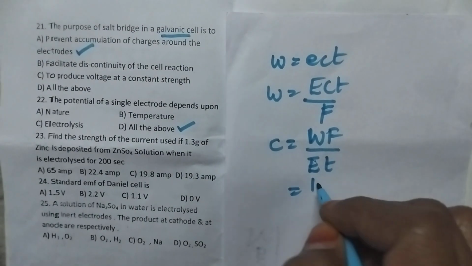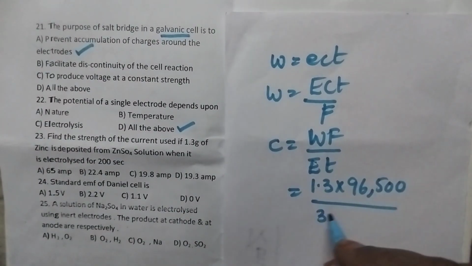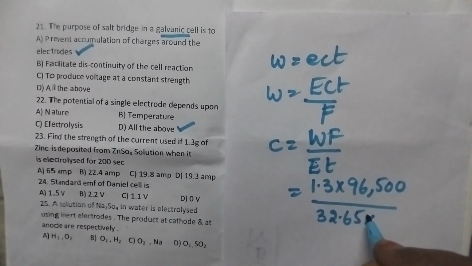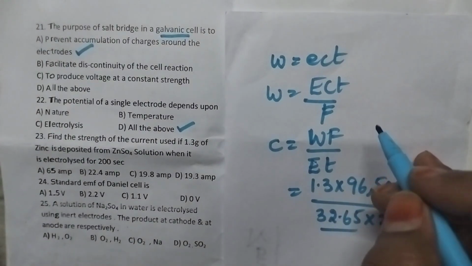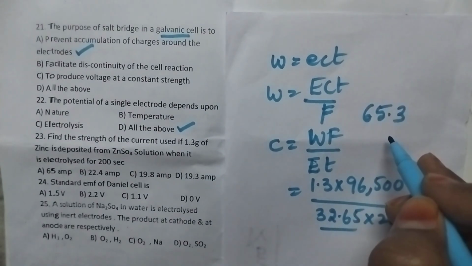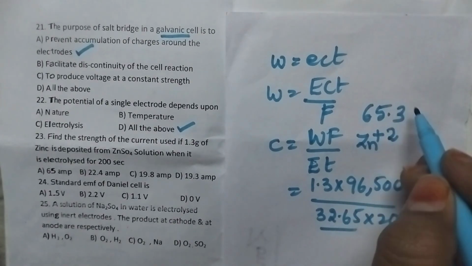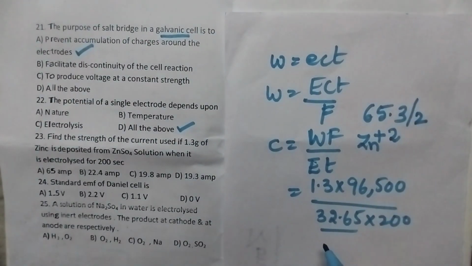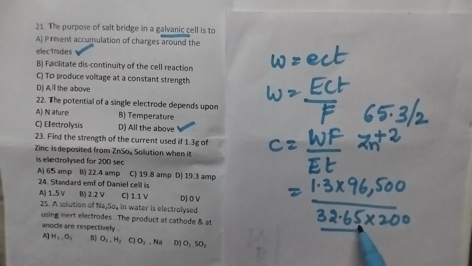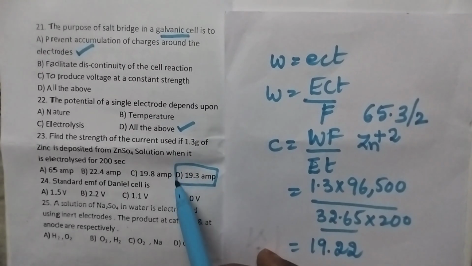And hence that is equal to 1.3 into 96,500 divided by 32.65 into 200. So here the atomic weight of zinc is 65.3 and always zinc is available as Zn 2 plus. So we have to divide by 2 and then we will get the equivalent weight as 32.65. So on calculating you will get 19.22. So here in this case 19.3 amperes is the right answer.